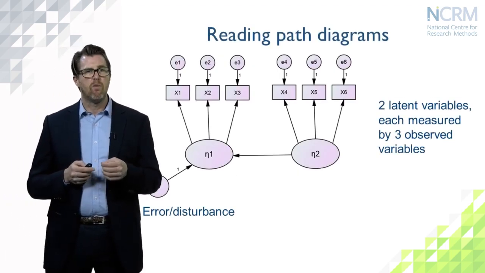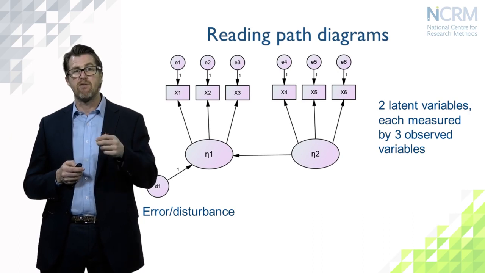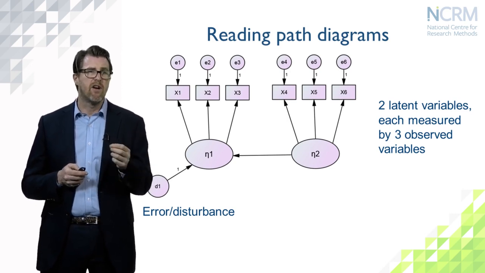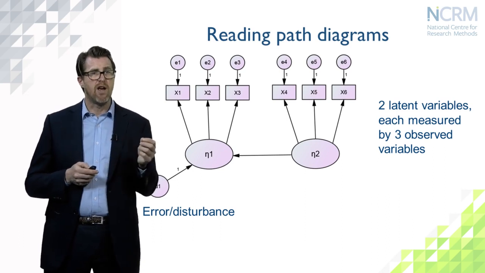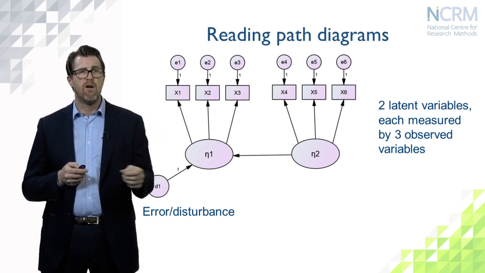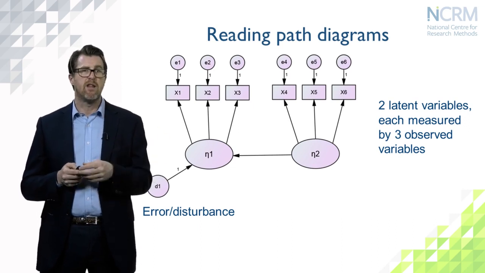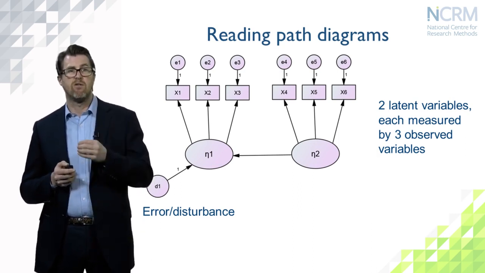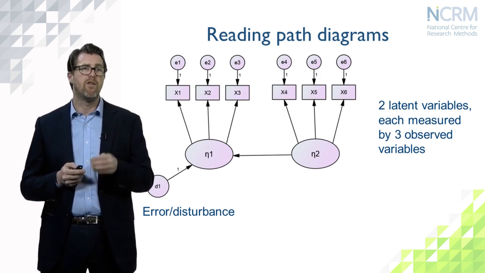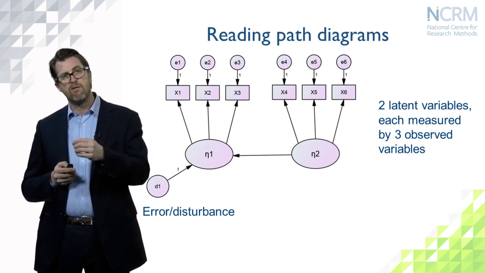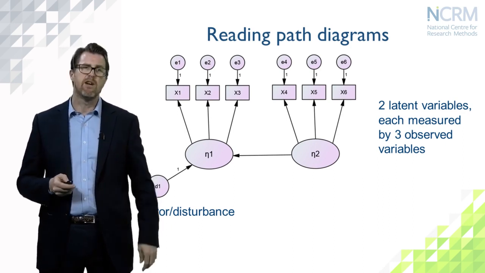In this path diagram, we've now introduced a theoretical statement about the direction of the relationship between eta 1 and eta 2. So we no longer have the curved arrow, but a straight line with an arrow at one end. What we're saying here is that eta 2 is a cause of eta 1. This again would be similar to the first diagram that we saw, a bivariate regression, with eta 1 regressed on eta 2, and we would then solve for the unknown beta coefficient above the straight line with the arrow at the end. But as I said, this is now a bivariate regression of a latent variable onto another latent variable.